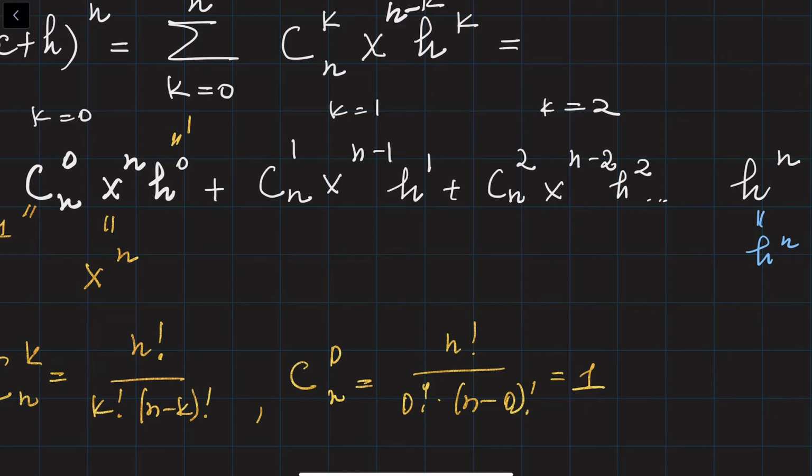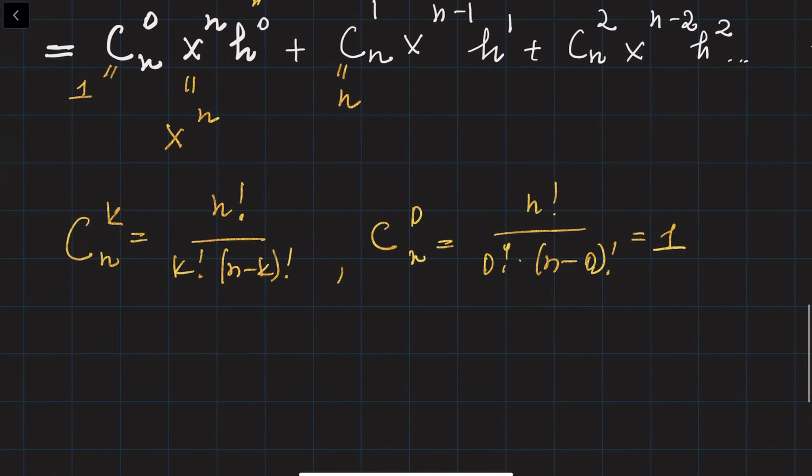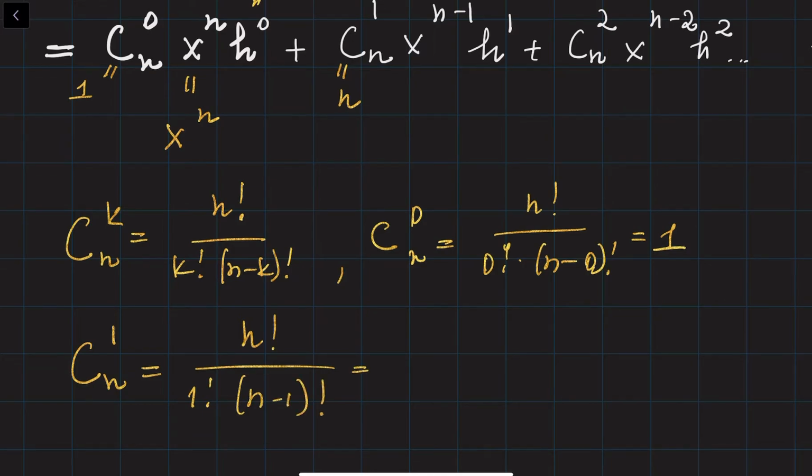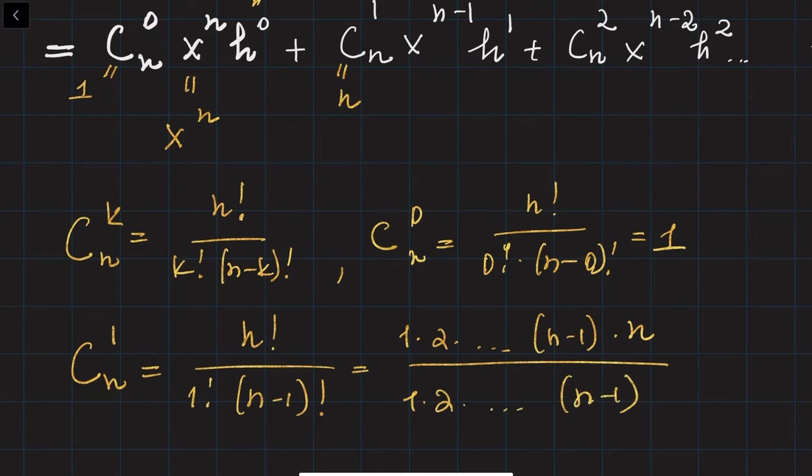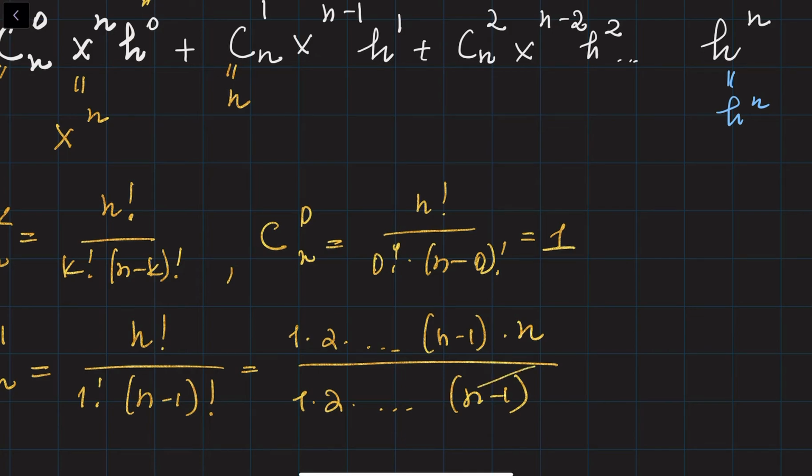Let's evaluate this one here. We can calculate C(n,1) as n factorial divided by 1 factorial times n minus 1 factorial. The definition of n factorial is 1 times 2 times up to n minus 1 times n. And the definition of n minus 1 factorial is 1 times 2 until n minus 1. All of these terms cancel, and what you have is simply n.